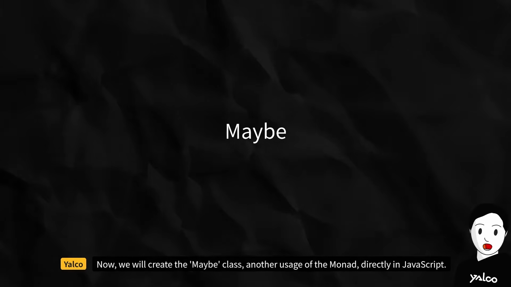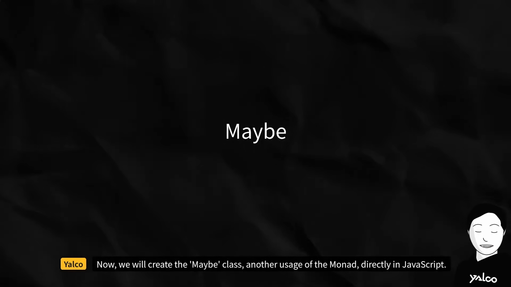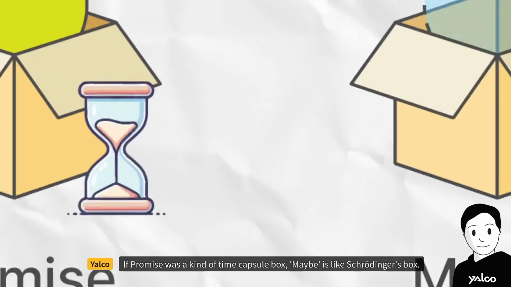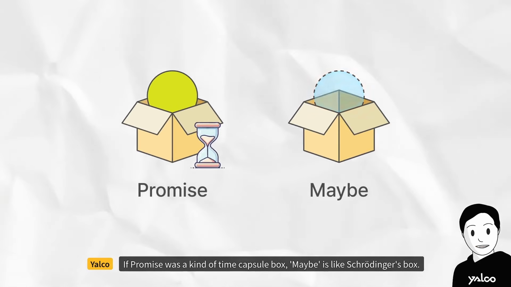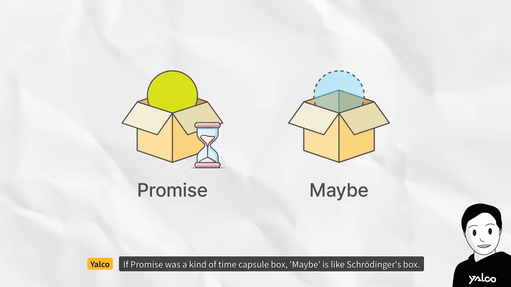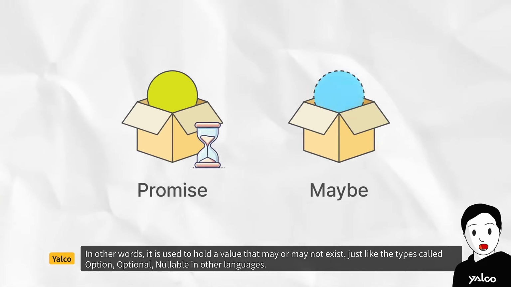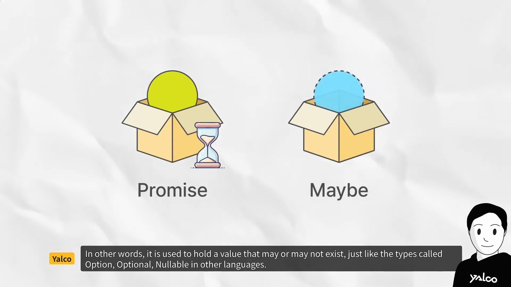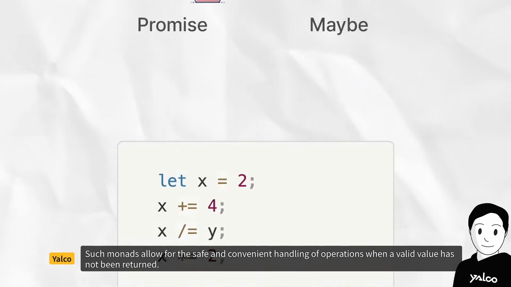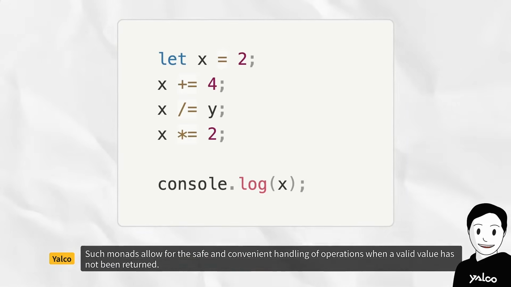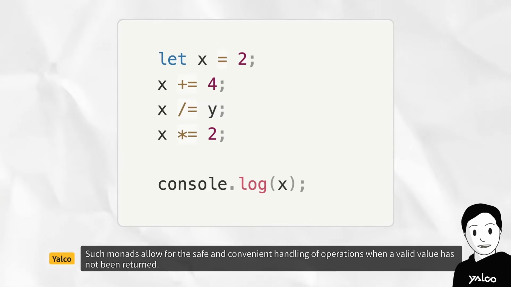Now, we will create the maybe class, another usage of the monad, directly in JavaScript. If promise was a kind of time capsule box, maybe is like Schrödinger's box. In other words, it is used to hold a value that may or may not exist, just like the types called option, optional, nullable in other languages. Such monads allow for the safe and convenient handling of operations when a valid value has not been returned.